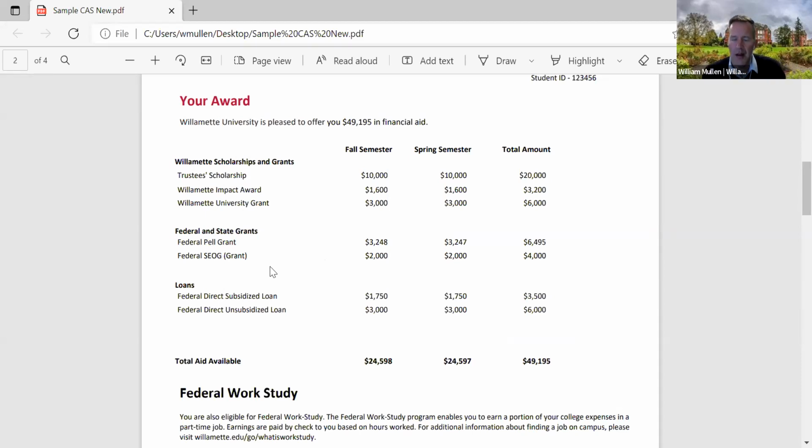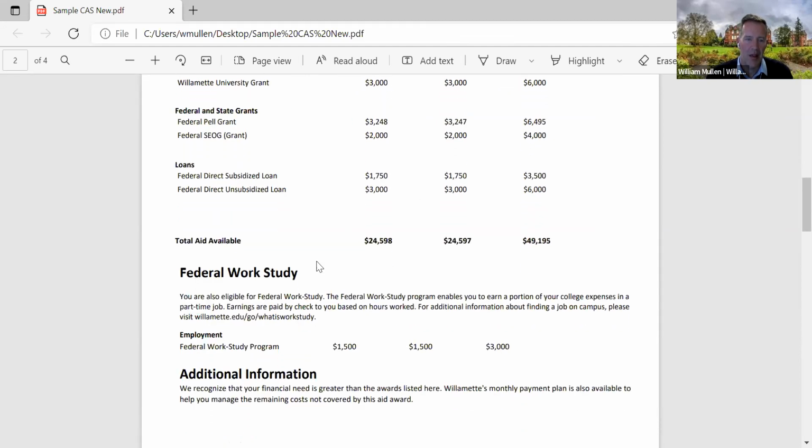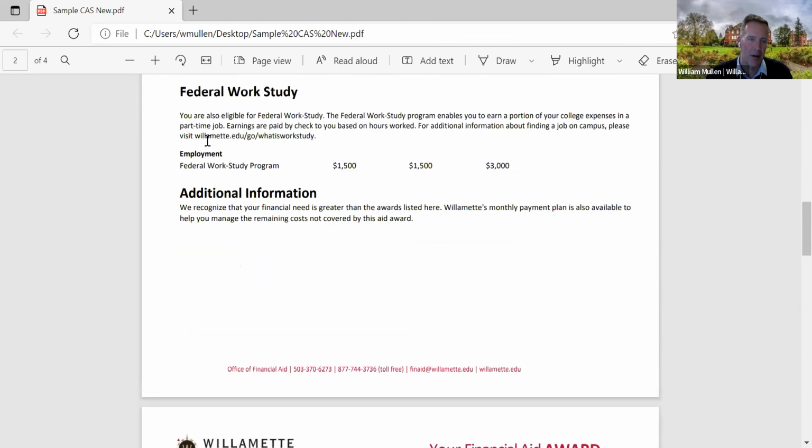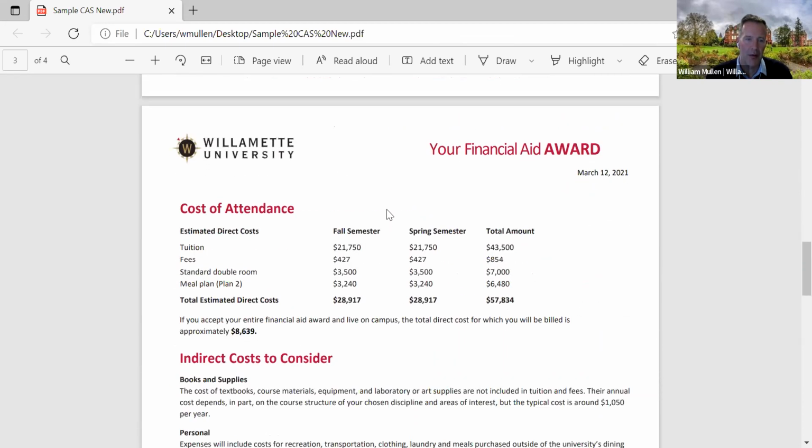Subsidized loans means that the interest is paid for by the federal government while the student is enrolled full-time and 6 months after they graduate. Unsubsidized means that interest accrues after the loan has been issued. So here's the financial aid available, broken down by semester and then total. And then we go through different definitions about this. Oh, here's federal work study as well. And some information about payment plans and alternative loans as well.